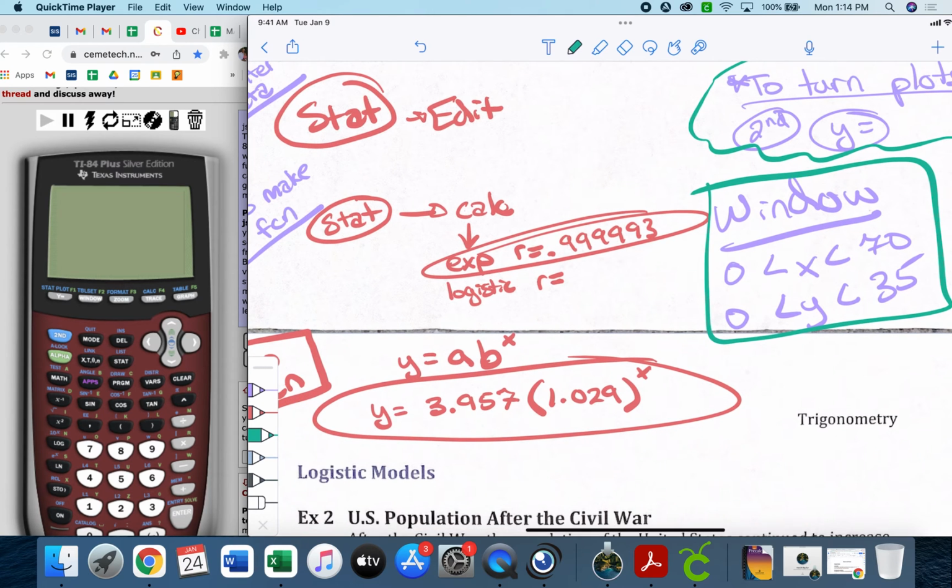So I should turn them off? Probably. Or just clear all your data out, because it's not going to plot anything if your data's gone. You could just leave your plots on, but just clear your stat edit out.